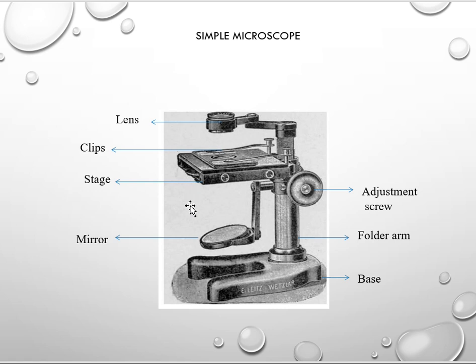Okay, this is the diagram or picture of a simple microscope. It has one lens. It consists of the support system, that is your base, body tube, folder arm, stage, and then you have the illumination system, you have mirrors, then you have certain adjustment screws and clips.